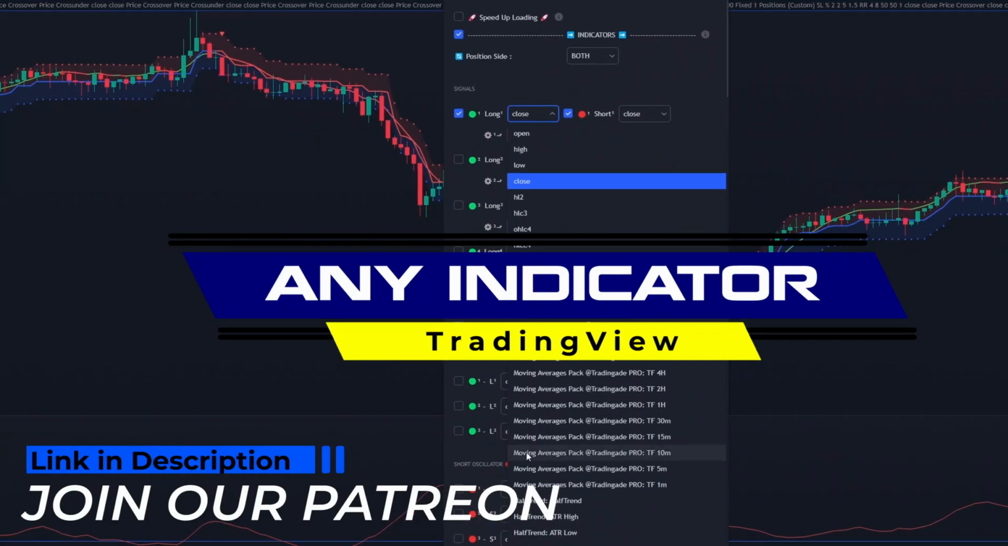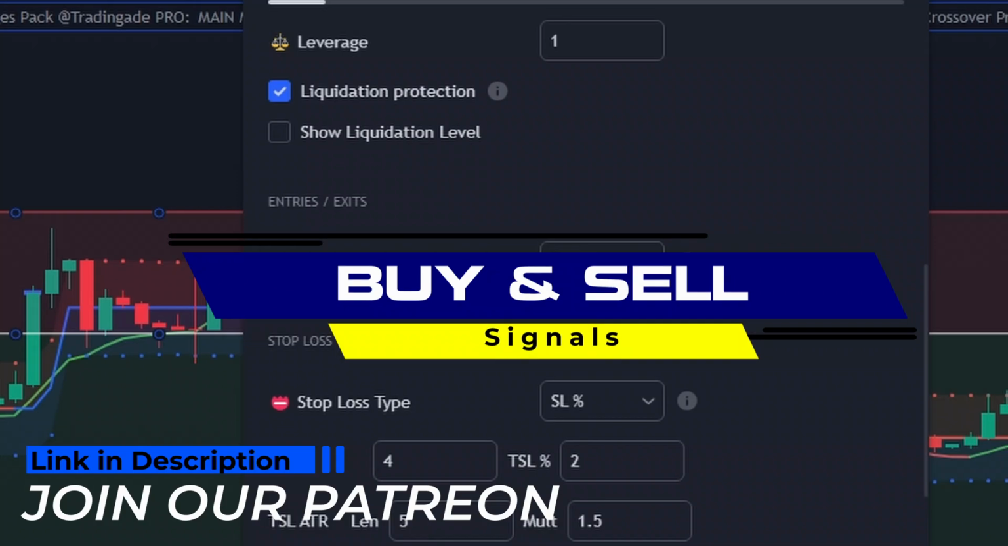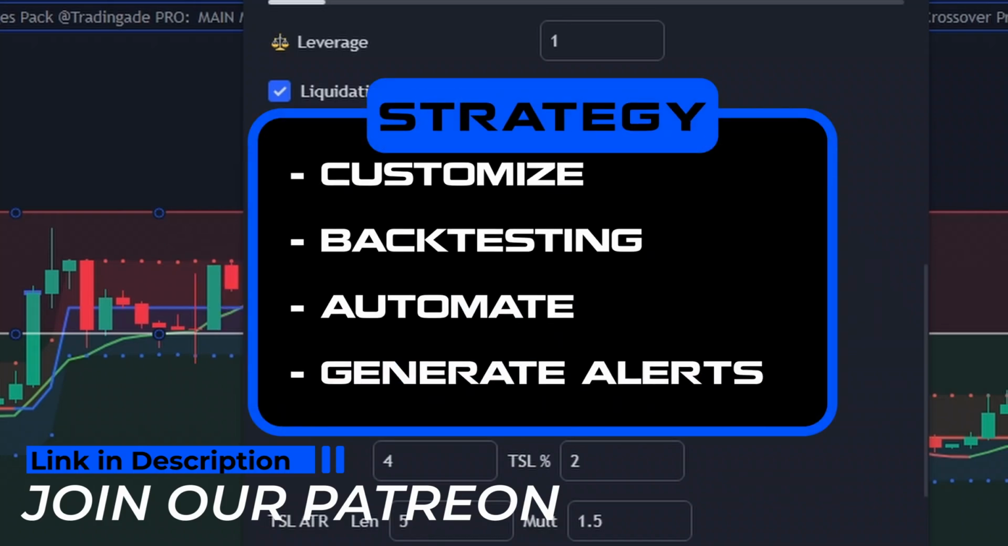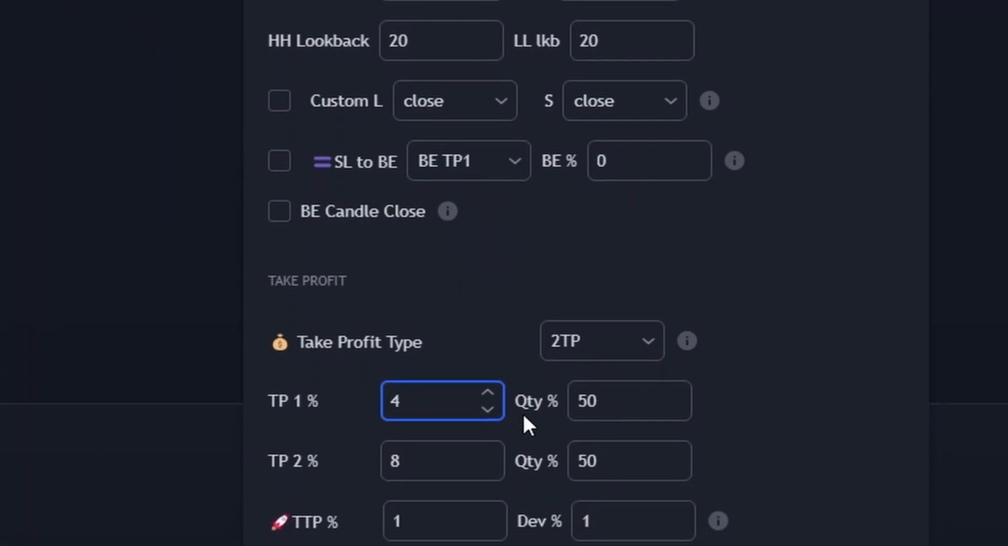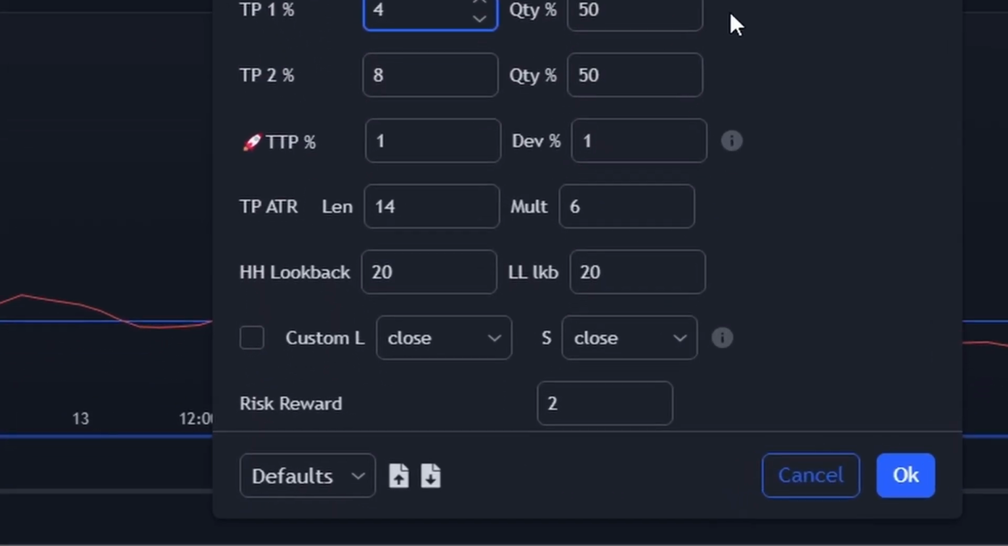allows us to combine any indicator available on TradingView and generate buy and sell signals. We can customize any strategy as much as we want, we can backtest, automate strategies, generate alerts, and do all this cool stuff with just 2 clicks.